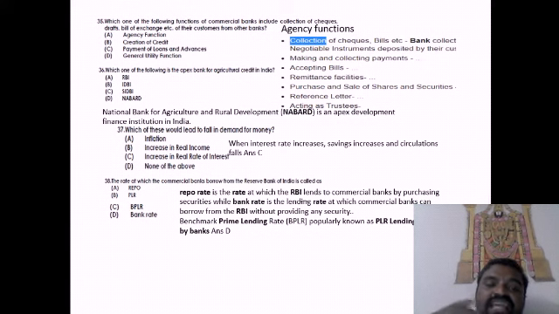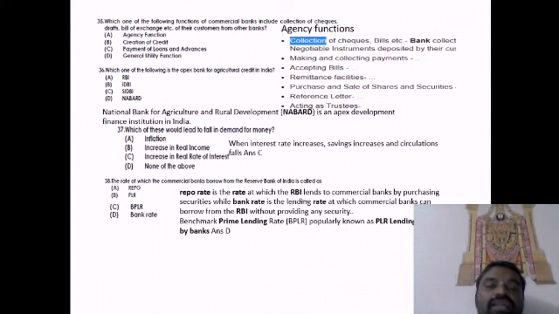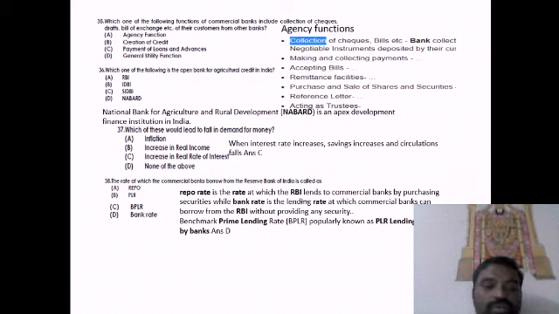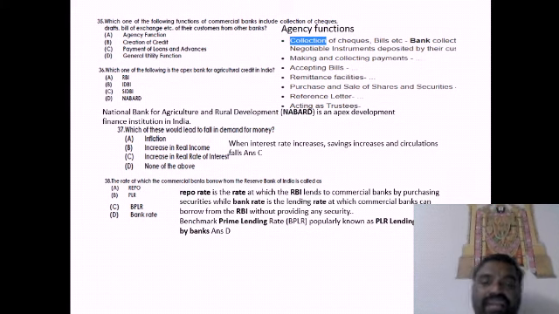And see, B and C are the same, that is PLR or BPLR. BPLR is nothing but benchmark prime lending rate, and PLR is prime lending rate. It is the lending rate of the banks, meaning they will give loans and other things based on that rate only. So here the answer is D, bank rate.